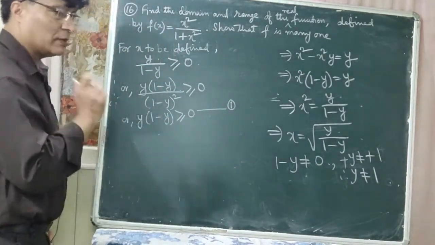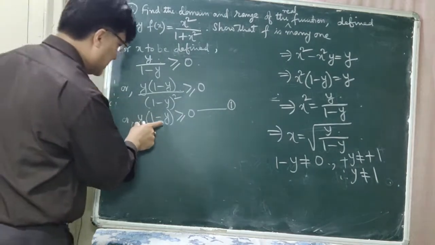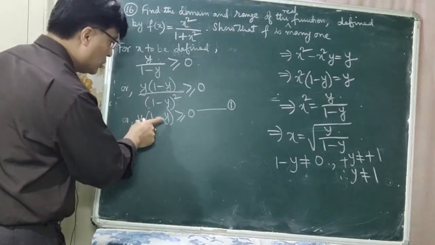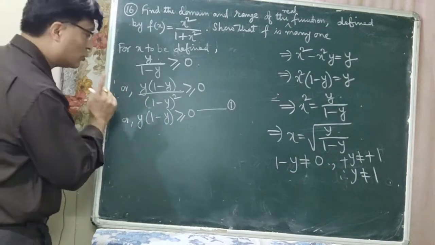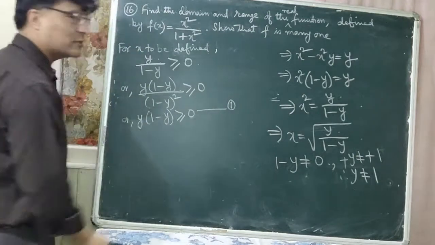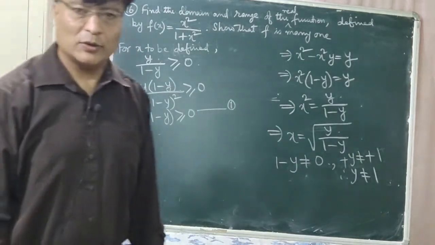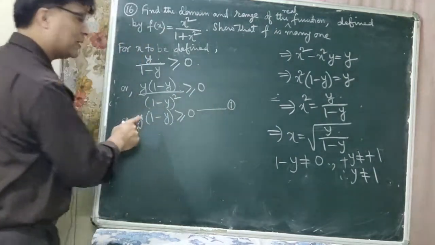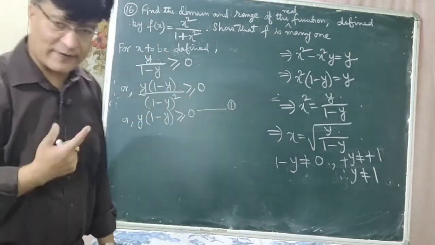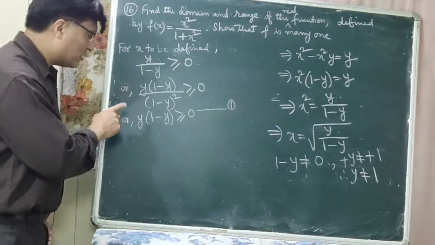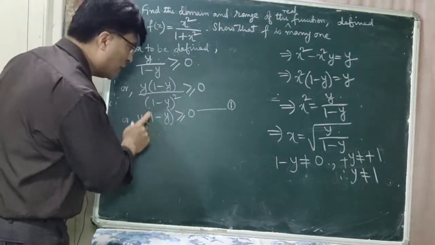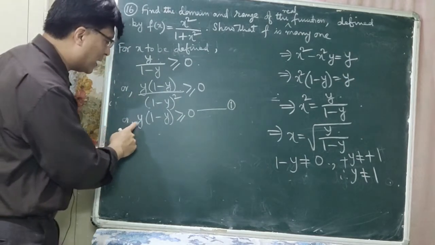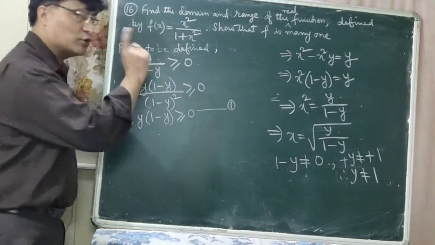Now here, on the left side, you have to find out those values of y for which this condition 1 is satisfied. Okay, what are those values of y for which this condition 1, that is greater than or equal to 0, is satisfied? Your condition 1 is y into 1 minus y greater than or equal to 0.